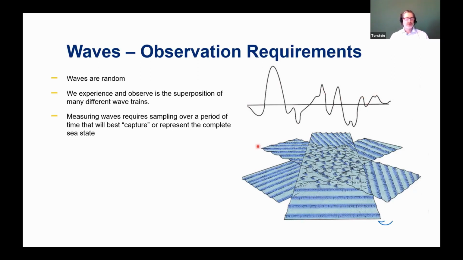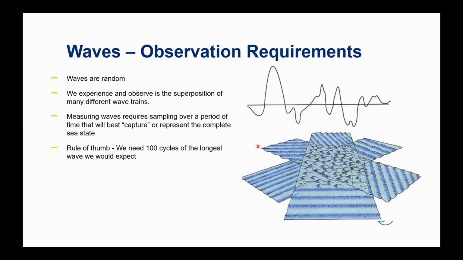So measuring waves requires sampling over a given period of time so that you best capture or represent the complete sea state. So in order to do that, what we like to say is that you need about 100 cycles of the longest wave that you think you'll encounter. So if you're, for instance, in the Mediterranean, waves might be about 10 seconds long. So you want about 1,000 seconds of wave measurements continuously sampling at, for instance, 1 hertz.